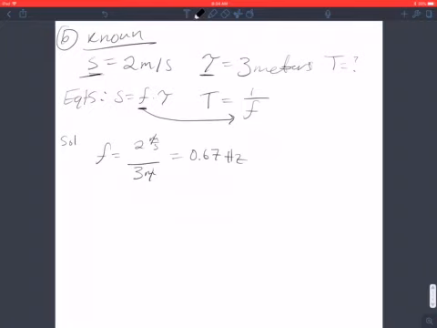Now, to finish this off, we're looking for the time period. And that's going to be 1 over the frequency, which is 1 over 0.67, which is about 1.5 seconds.